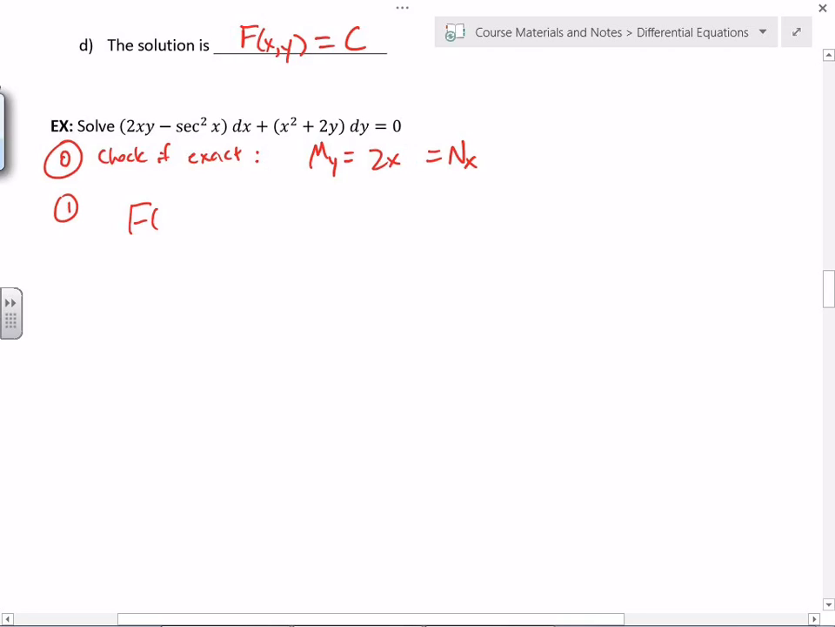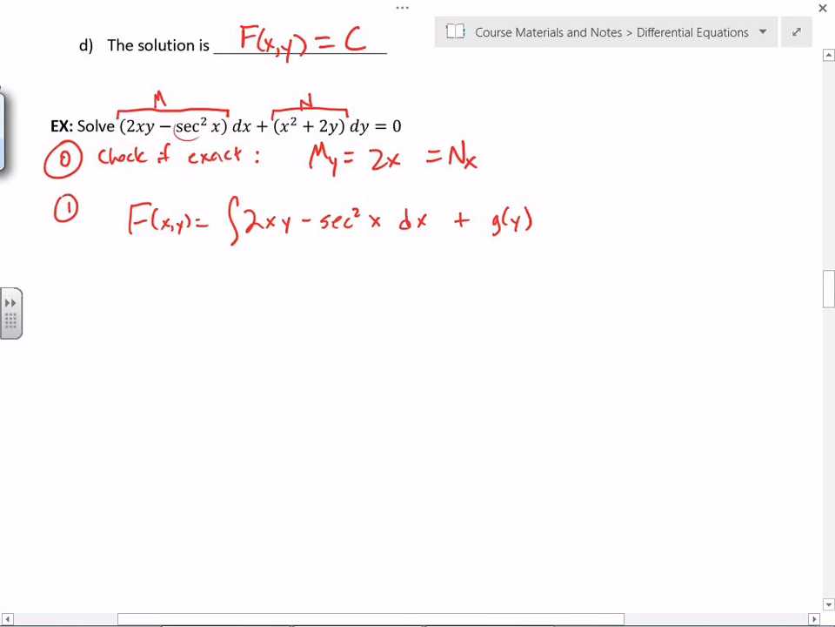Okay, so f of x y will be the integral of 2xy minus secant squared of x dx plus some arbitrary function of y. Just a quick question. Yes. The m sub y equals 2x, we got that from... I looked at this, right? This is m. And then I take the derivative of that with respect to y, which is just 2x, and that's a 0, because you treat x as a constant. And then I looked at this guy here, and I took the derivative of that with respect to x.